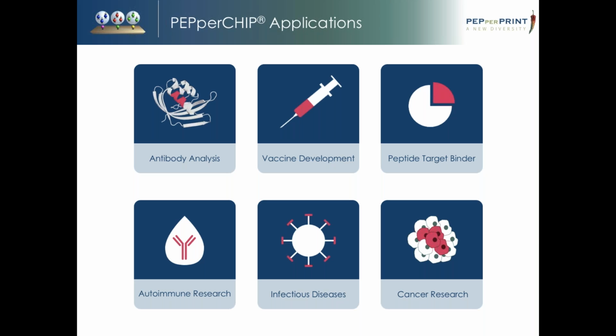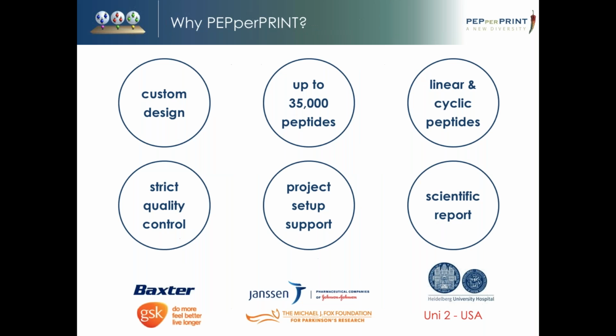So the presented customer projects are a great example of how peptide microarrays can support cancer research. Certainly, they are also used in other research fields, including vaccine development, autoimmune research, infectious disease research, or peptide drug development. So we provide the most flexible microarray platform in the market, meaning that we can easily generate more or less any peptide microarray for your project.